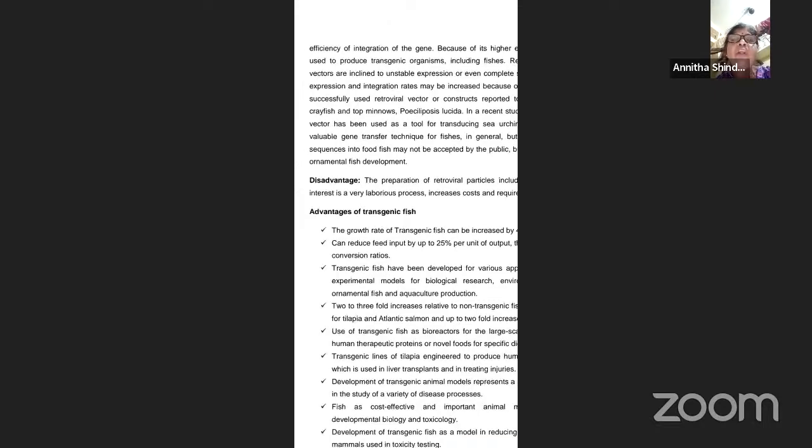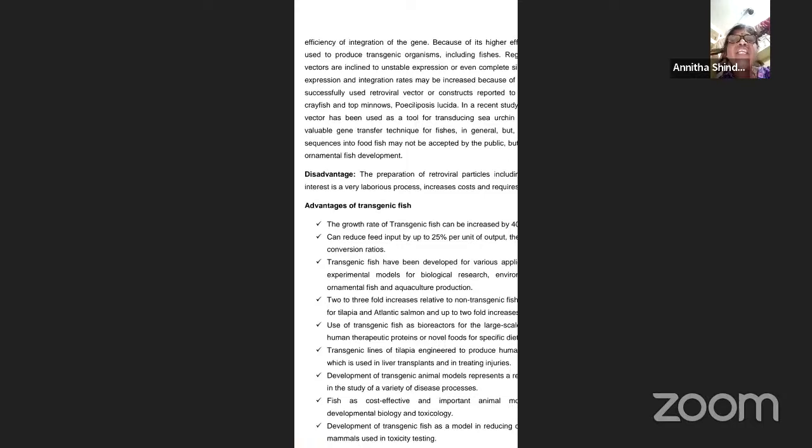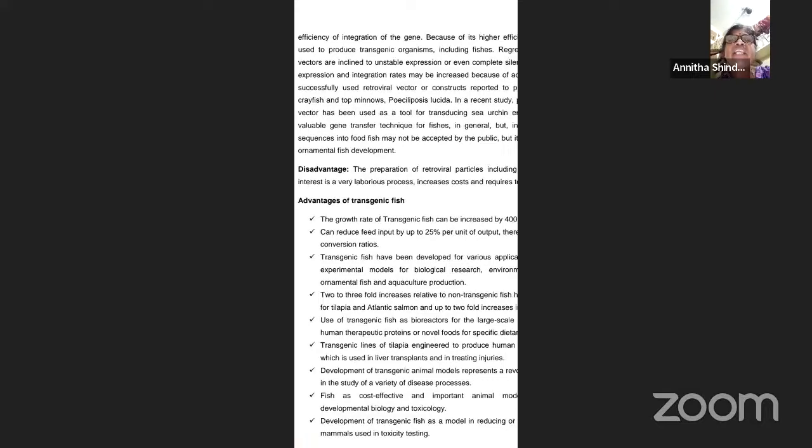sperm or the ova. So the viral vectors that have been introduced are actually inclined to unstable expression. So they cannot express, the expression is unstable, and even complete silencing of the transgene expression, integration rates are also increased because of the active infection.